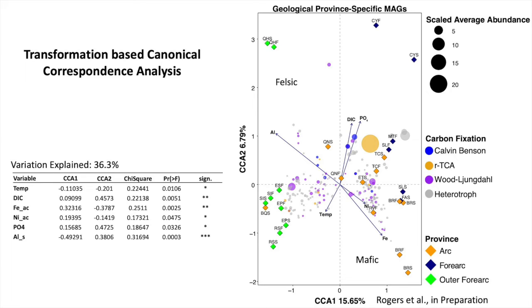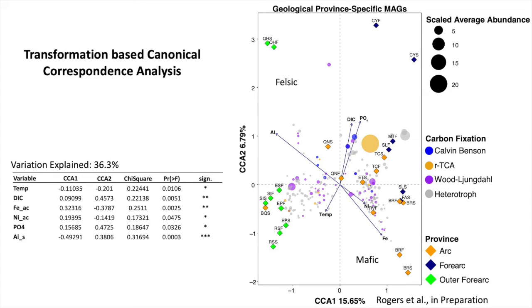Specifically, we conducted a transformation-based canonical correspondence analysis, or TBCCA. On this plot, diamond shapes represent sample locations, and they're color-coded based on the province. Orange represents the arc, blue represents the forearc, and green represents the outer forearc. Circles represent individual MAGs, and they are color-coded based on if they contain a carbon fixation pathway and the type of carbon fixation pathway they contain. Blue is for Calvin-Benson, orange is for rTCA, and purple is for Wood-Ljungdahl. The size of the circle corresponds to the scaled average abundance of that MAG across the sites.